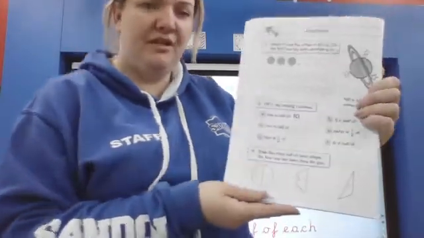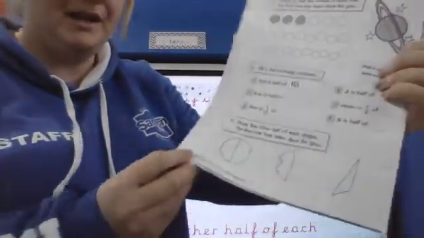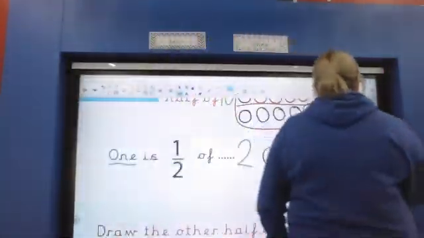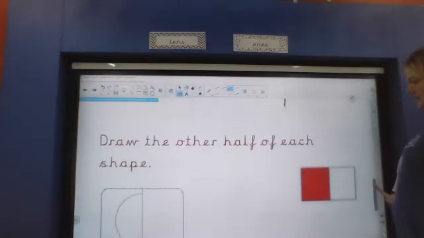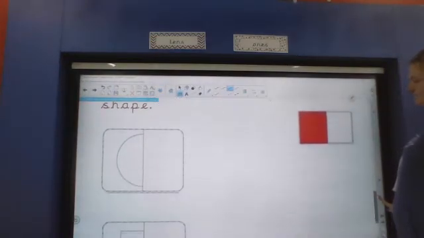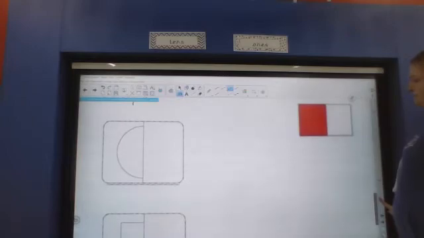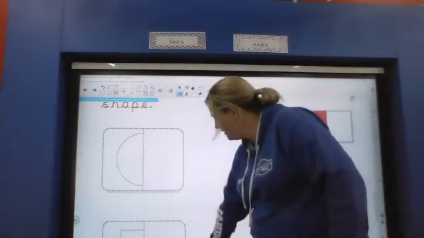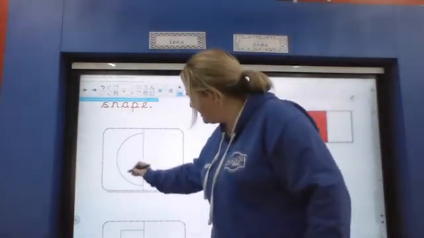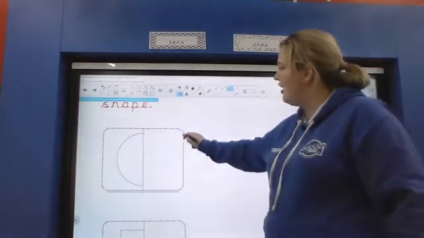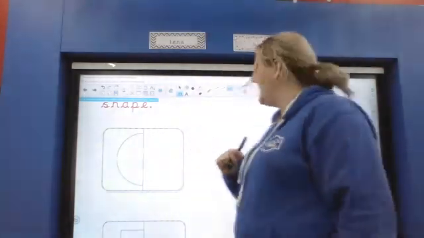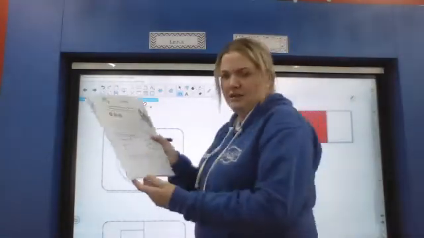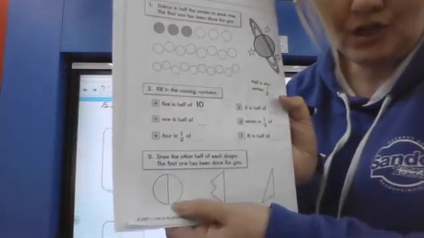Now, looking at number 3, we have some shapes here. And it says, draw the other half of each shape. All right, so Mrs. O'Keefe's got some here. This is going to be tricky. So I know that this is meant to be a circle because if I draw the other half and join it up, it would be a circle. Okay, so let's have a go very, very carefully. You've got a circle in your book too, so we could do this one together.